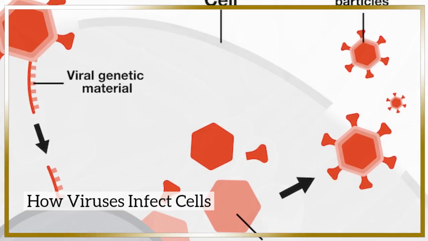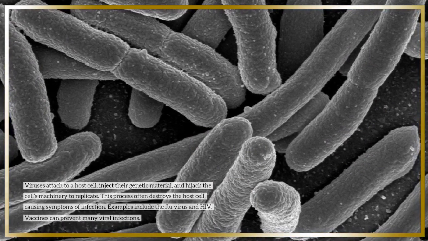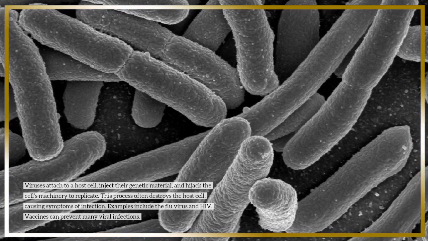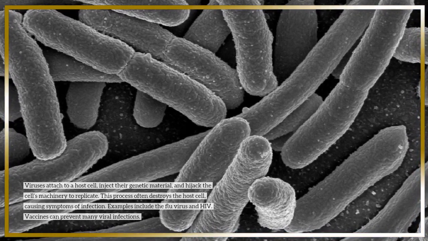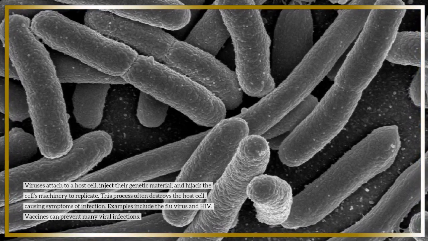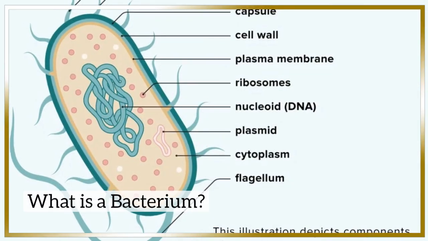How viruses infect cells. Viruses attach to a host cell, inject their genetic material, and hijack the cell's machinery to replicate. This process often destroys the host cell, causing symptoms of infection. Examples include the flu virus and HIV. Vaccines can prevent many viral infections.